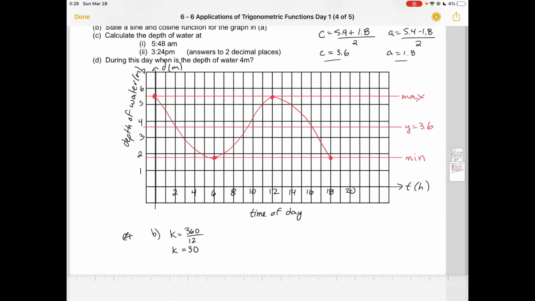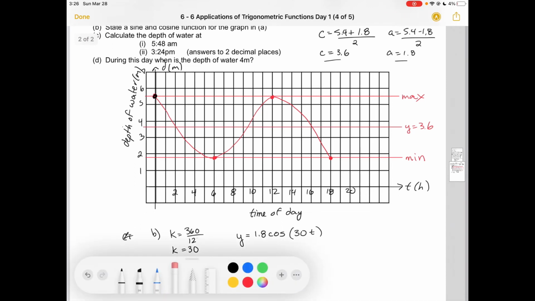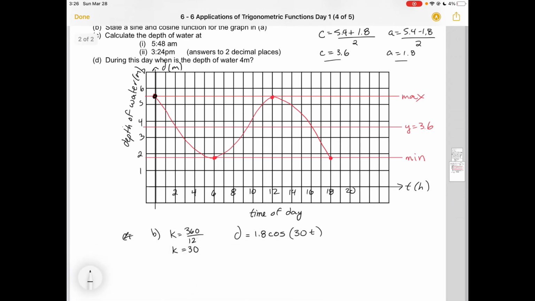So what that means is I can create my equation for cosine, which is actually easier because that starts right at a maximum, which is what cosine is supposed to do. So I'm going to have my a value times the cosine of 30 times t. Let's use a better variable here on the left-hand side too. We'll make this d. And then I've got plus 3.6.